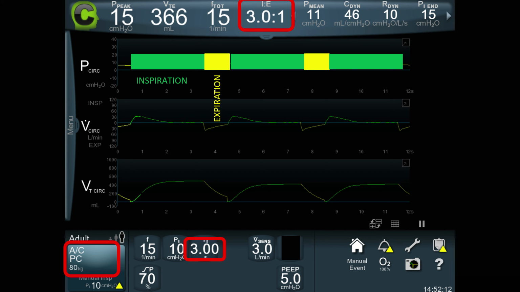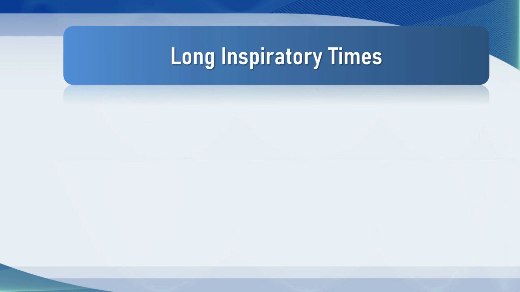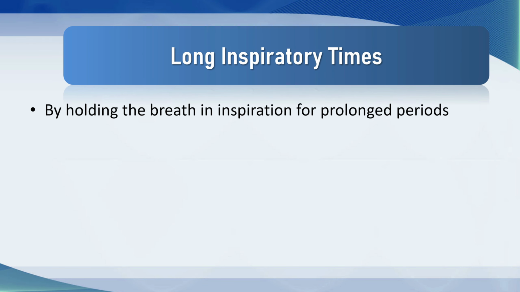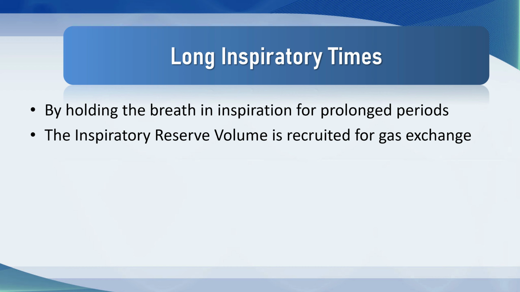This is a strategy that is sometimes used in patients with acute respiratory distress syndrome where their chest wall and lung compliance may be very poor. Why would you use such long inspiratory times? Well, by holding the breath in inspiration for a prolonged period, the inspiratory reserve volume is recruited for gas exchange. So that part of the lung that's not normally involved in gas exchange, and particularly where there's tremendous amounts of atelectasis or consolidation of the lungs, you can use that part of the lung that you normally would not use for gas exchange and use it to help you oxygenate the blood.